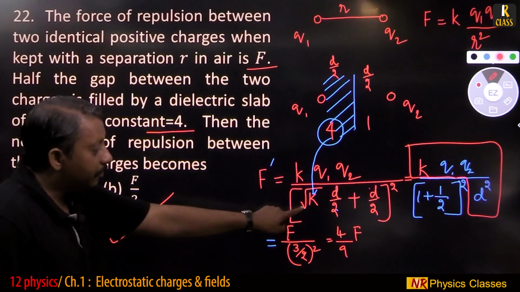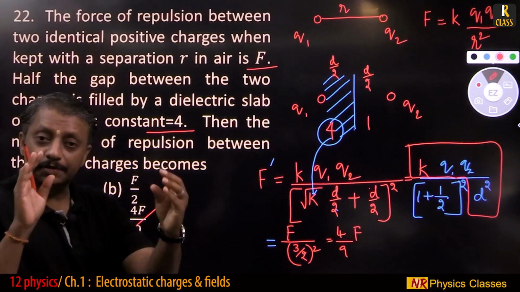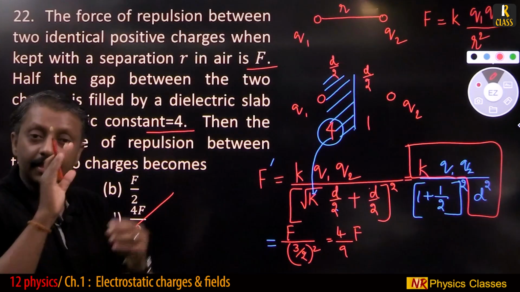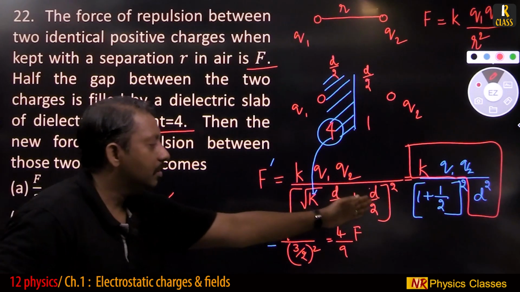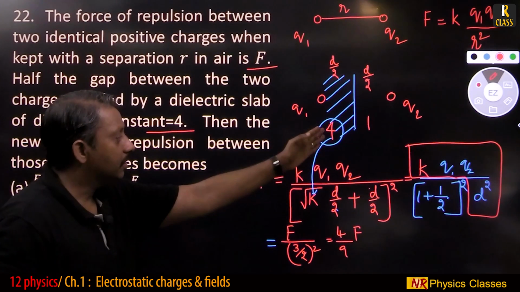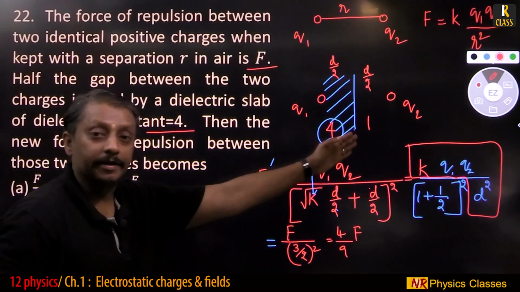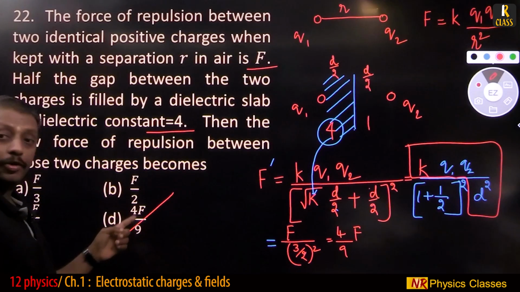This is the modified form if the distance or gap between the charges is partially filled. So in this case, half is filled with dielectric constant, the other half is with air. So this is 4F by 9.